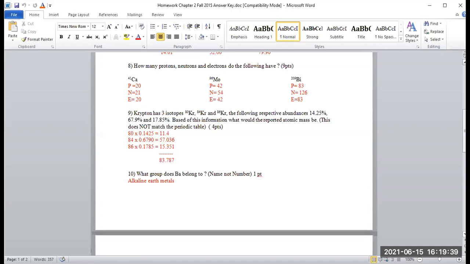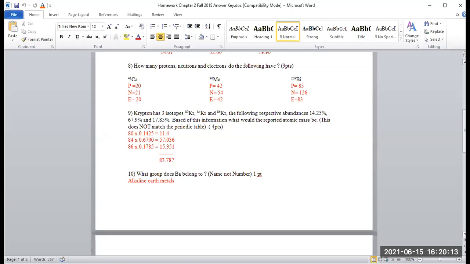You must move it from 14.25 to 0.1425. And the same with your other two. Move your decimal place 2 spaces to the left. Multiply your masses, the 80, the 84, and the 86, by your now decimalized versions of your abundances, and then total downward your numbers.